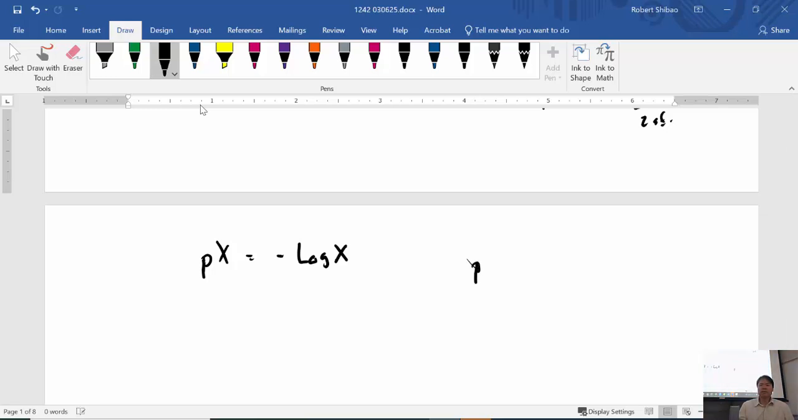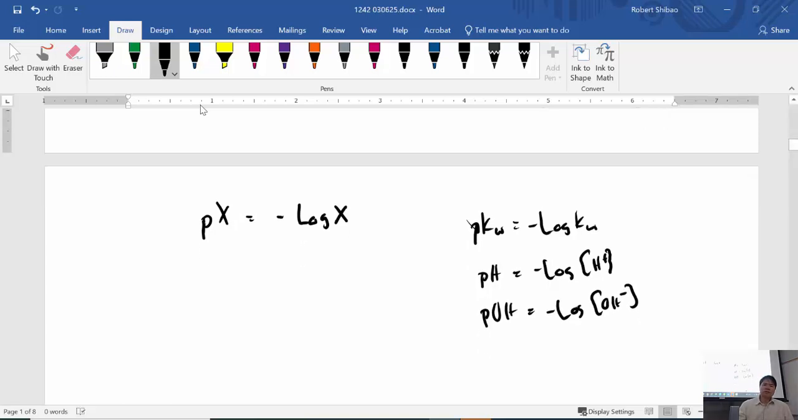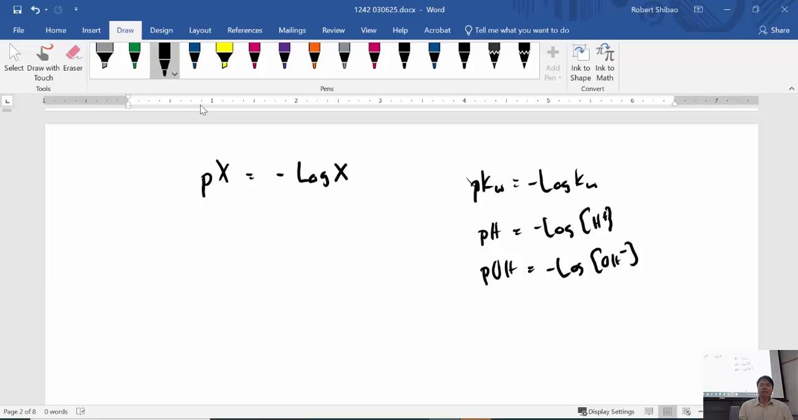So, for example, the pKw is equal to the negative log of Kw. The pH is equal to the negative log of the H plus, or hydronium. I'll just call it H plus. And the pOH is equal to the negative log of the OH minus. We could reverse this. Let's say we want to figure out what x is. Then we just use a little bit of algebra. We take the anti-log of both sides, and we get 10 to the minus px, molar in this case.